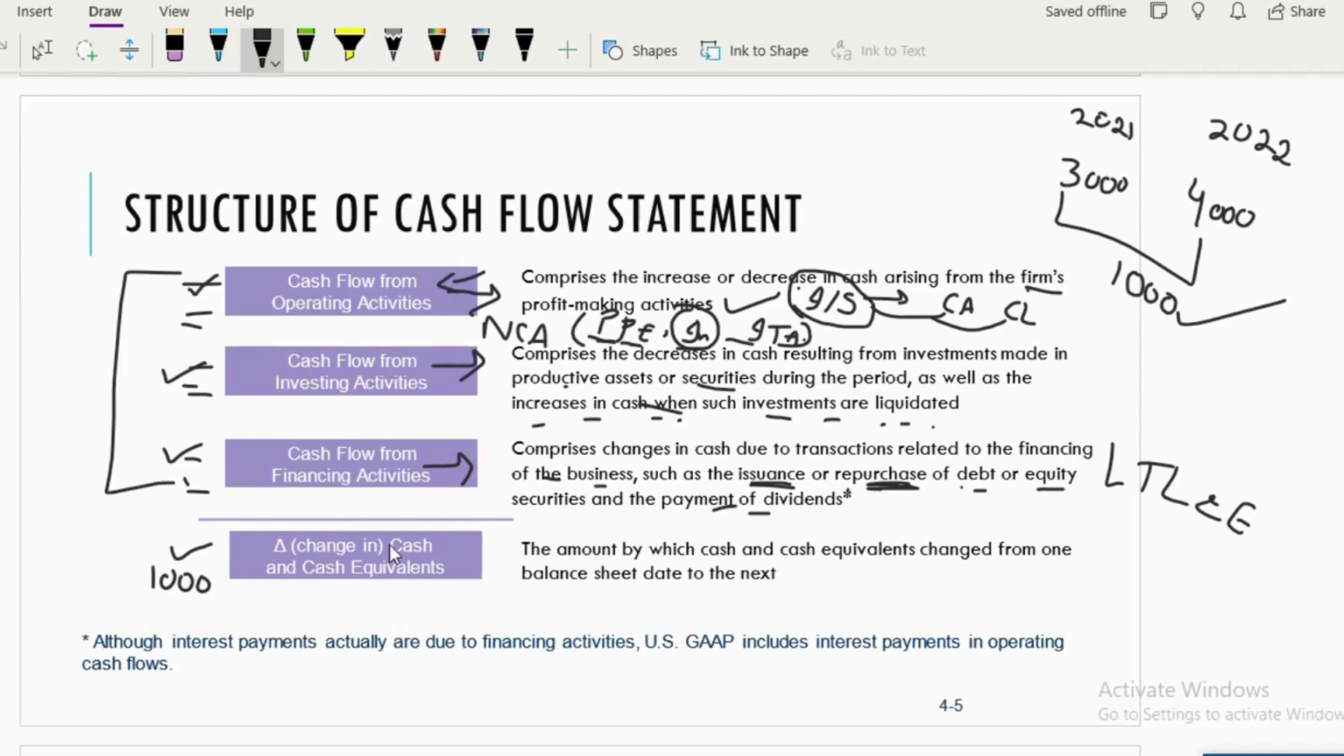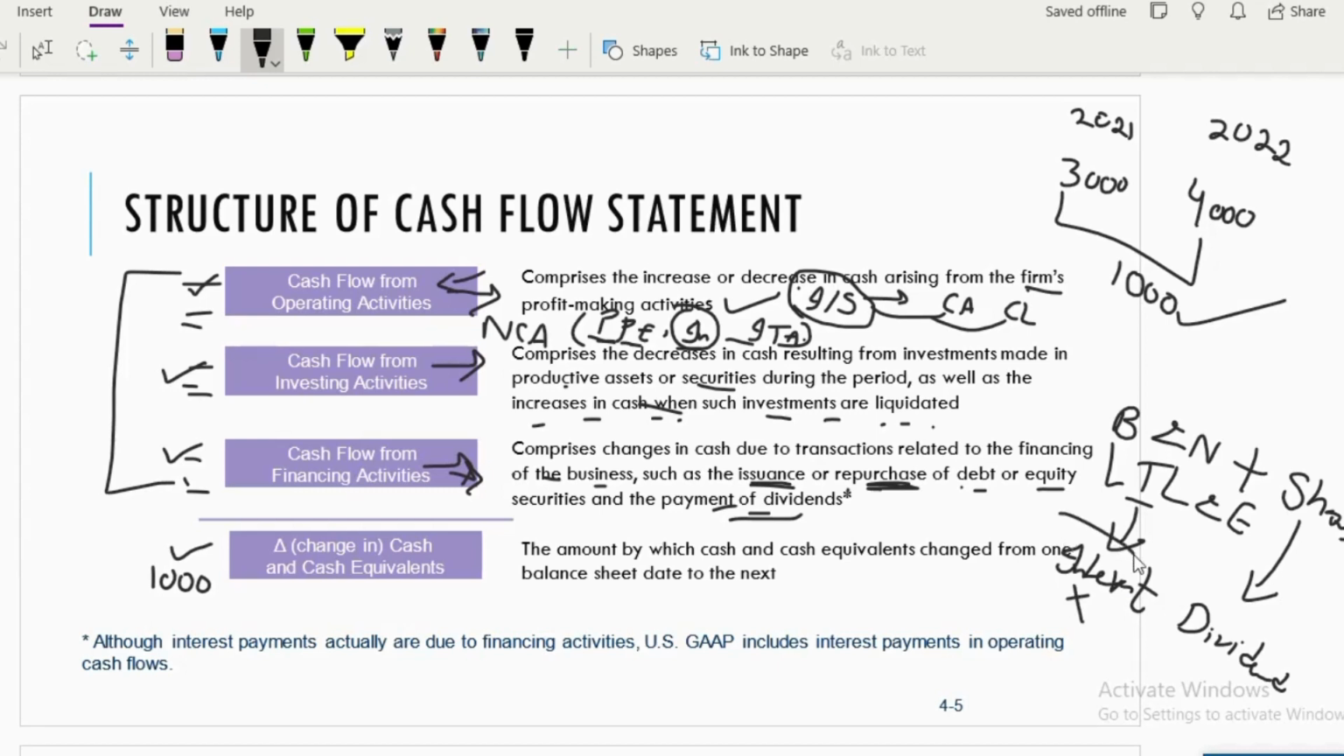There's one important thing which I would like to mention, regarding the financing activity. We are talking about two main things in the financing activity. One is long-term loan, which includes bonds and long-term notes, right? And plus equity. Equity includes the shares. On shares you pay the dividend. So dividend is going to be part of your financing activity. But on bonds and notes you pay interest. Interest is not part of your financing activity according to US GAAP.